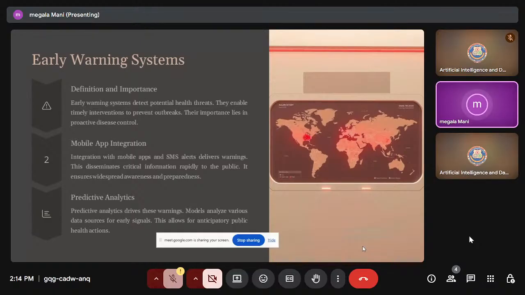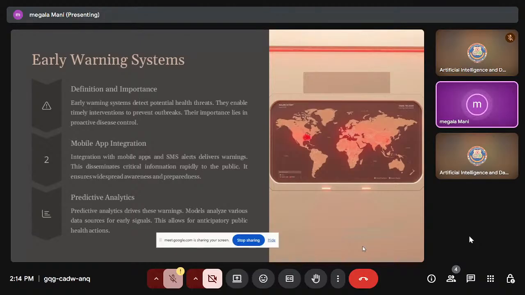So health is a very good natural process. Here the early warning system can be used to detect potential health threats. They enable timely interventions to prevent outbreaks. Their importance lies in proactive disease control, so you have to focus on proactive disease control.